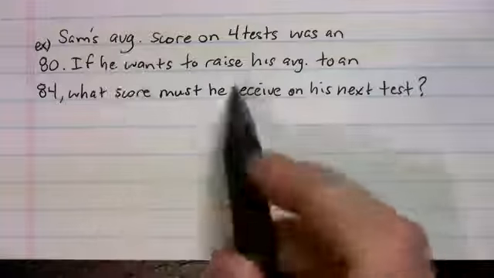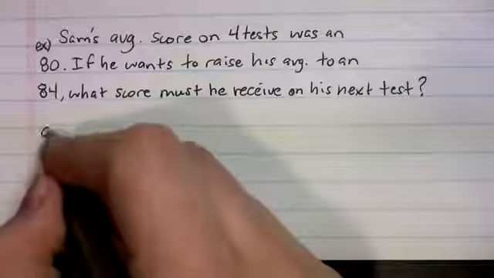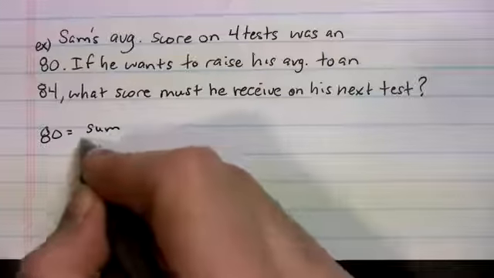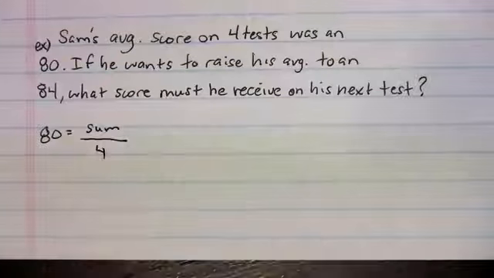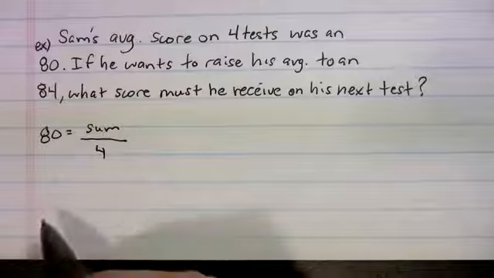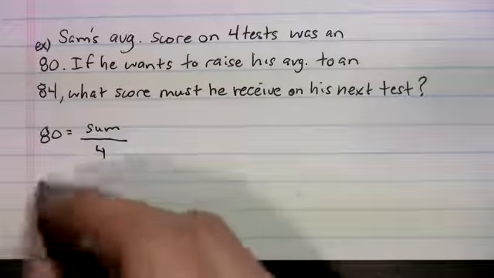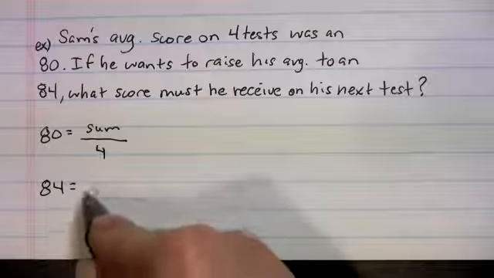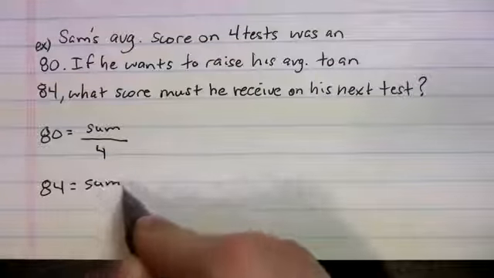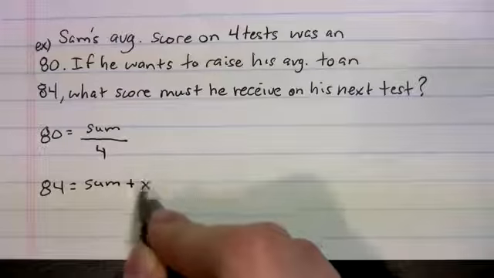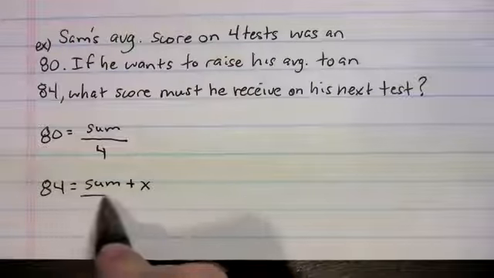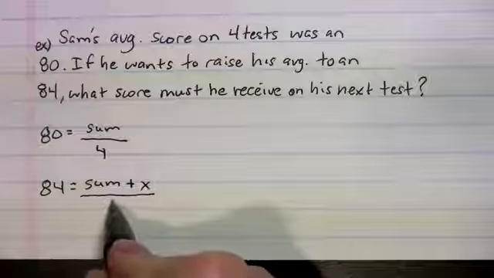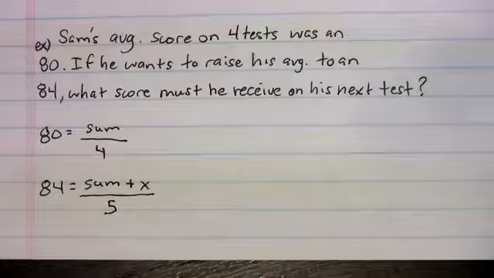Sam's average score on 4 tests was an 80. So 80 is going to equal the sum. I don't know what that is, but I've got 4 tests, right? And then my other one: if he wants to raise his average to an 84, so 84 is going to be equal, now it's still the same sum, but I'm adding a test, right? There's going to be some new test. And how many tests am I dividing by now? Well, originally it was 4, but since I'm adding a new test, we're going to divide by 5.